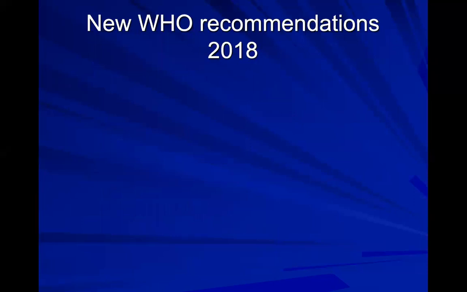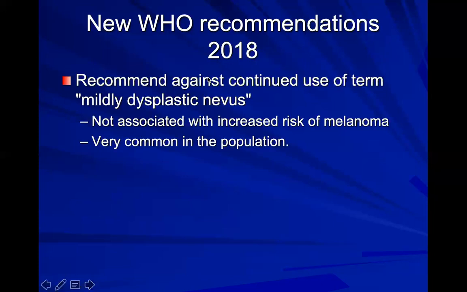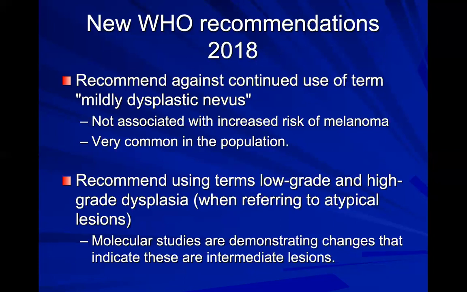So in 2018, this is relatively fresh off the presses, the WHO made new recommendations, and they finally recommend against using the term mildly dysplastic nevus, because it is not associated with increased risk of melanomas. We do not think these are premalignant lesions, and they are very common in the population. They are almost every flat, dark acquired nevus in an adult. And then they recommend using low-grade or high-grade dysplasia.